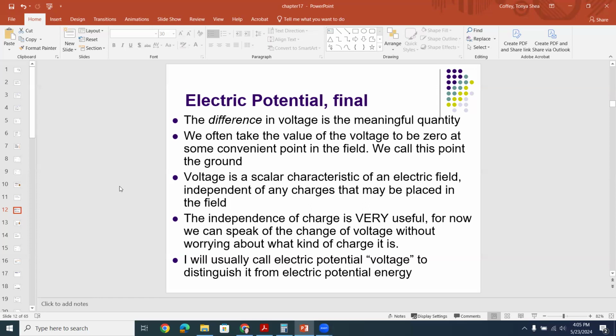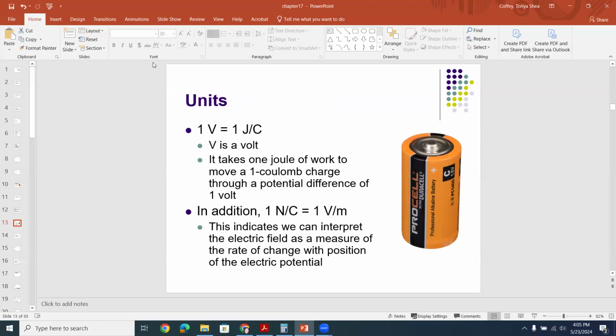Now, voltage is a scalar characteristic of the field. It's independent of any charges that might be placed in the field, and that is super useful because now we can talk about the change of the voltage without worrying about what kind of charge it is. And like I said, I'm going to try and use voltage as much as possible instead of electric potential, because I think it's confusing to say electric potential and then electric potential energy. That always messed me up when I was a student, so I'm going to try and help you out on that. Okay, let's talk units.